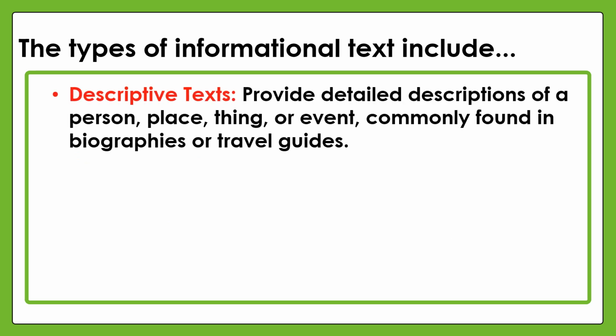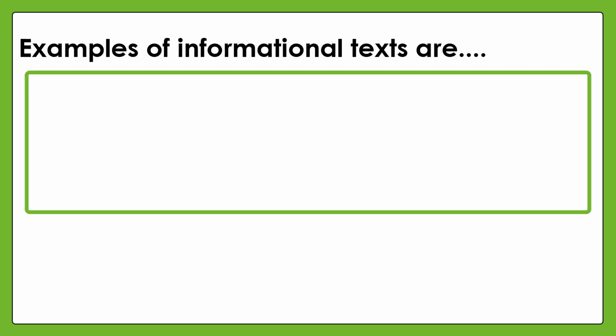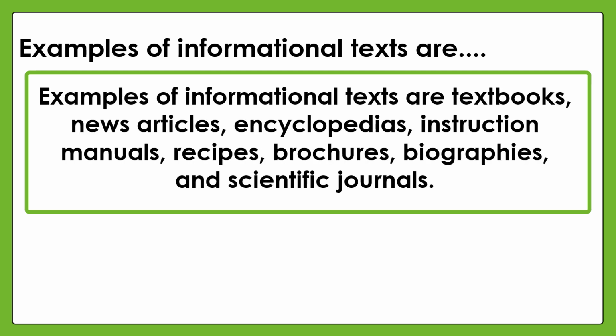Fourth is descriptive text, which provides detailed descriptions of a person, place, thing, or event, commonly found in biographies or travel guides. Fifth, narrative nonfiction, which tells a true story with factual information, often found in historical accounts or memoirs. Examples of informational texts are textbooks, news articles, encyclopedias, instruction manuals, recipes, brochures, biographies, and scientific journals.